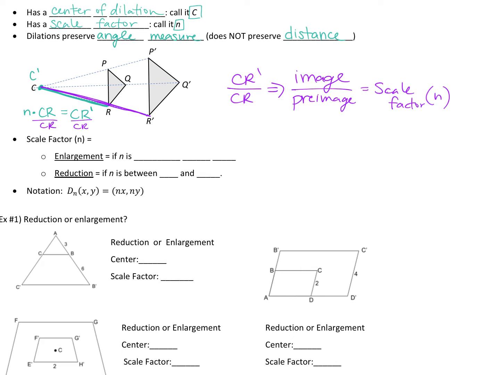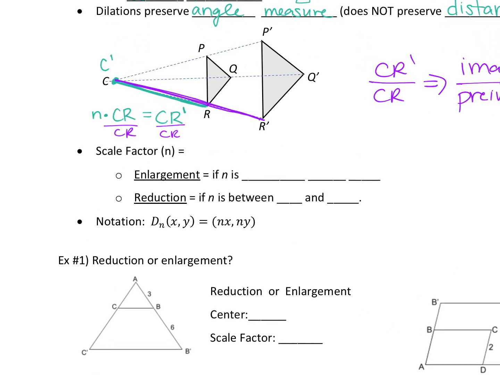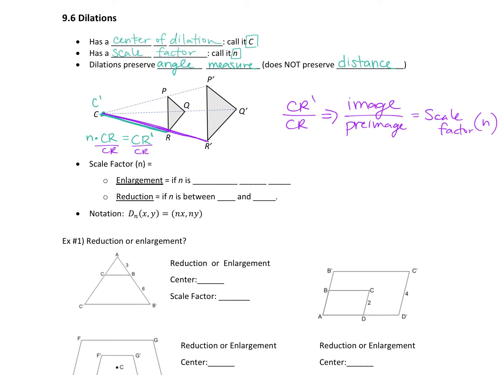It's really tempting to say your top number is the number you start with and your second number is the number it becomes. It is not that way. It's your image, your new figure length, over the pre-image figure length, okay? Which is what I wrote. Oh, here. Right here, scale factor N is going to be image over pre-image. I wrote it off to the side, sorry.